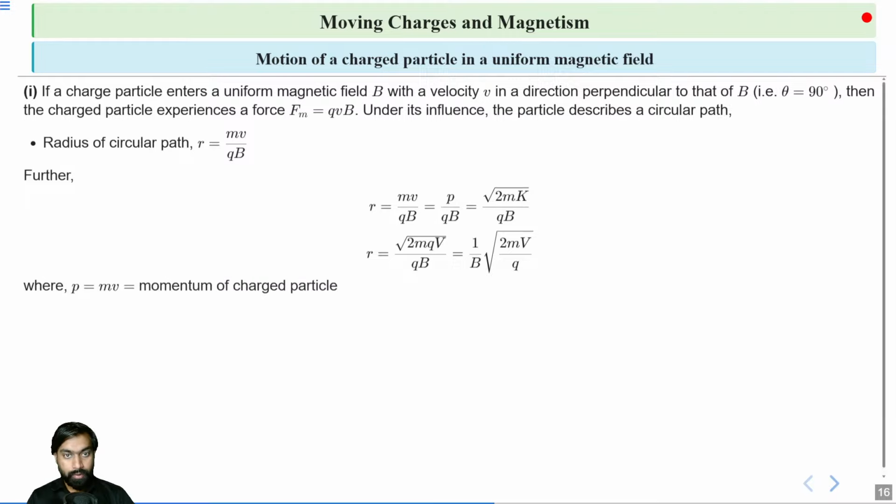Here p equal to mass into velocity means the momentum of the charged particle, K is the kinetic energy of the charged particle, and V is the accelerating potential difference. These expressions relate the radius to physical quantities like kinetic energy and potential difference.